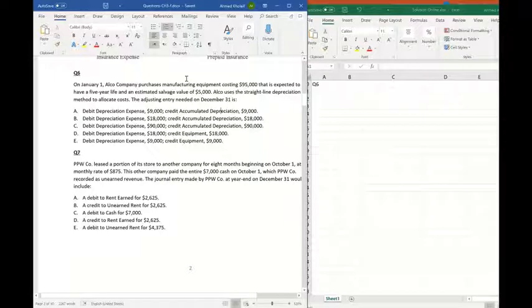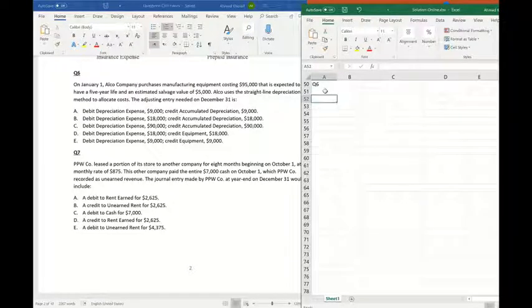So we have on January 1st, Alco company purchased manufacturing equipment costing 95,000, that is expected to have a 5-year life and an estimated salvage value of 5,000. Also, Alco uses the straight line method to allocate the cost, and we need to work out the adjusting entry. And remember here, when we work out the depreciation, we use the straight line method. This is the method that we have in this course.